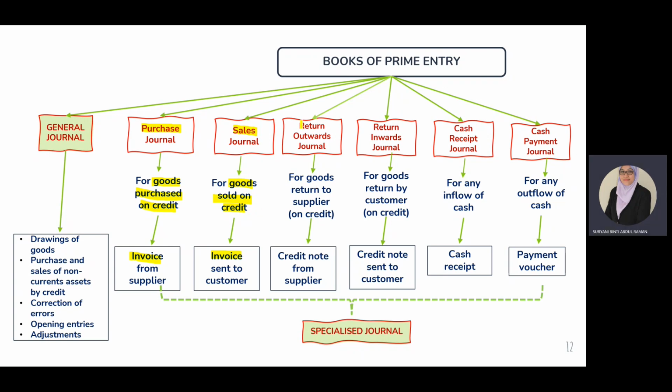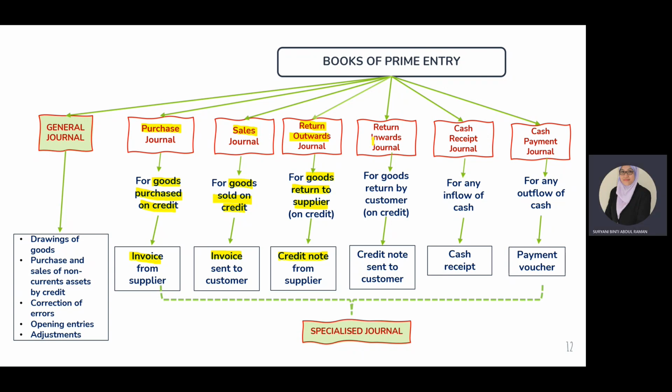Next, we have another type of special journal called the returns outwards journal. The returns outwards journal is to record goods returned to a supplier, where the goods had been bought on credit terms before. So the source document to record this information is the credit note from the supplier.